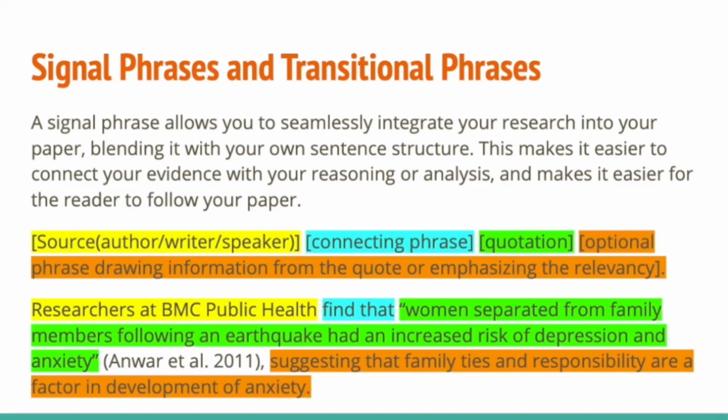We have researchers at BMC Public Health find that women separated from family members following an earthquake had an increased risk of depression and anxiety, suggesting that family ties and responsibility are a factor in development of anxiety. So if we look at the color coding, we can see that we have the source, the connecting phrase, what did they do? They found that. And then we include our quotation in green. And then here's an optional phrase at the back of the sentence in orange that explains why we are talking about it or why we are using it.